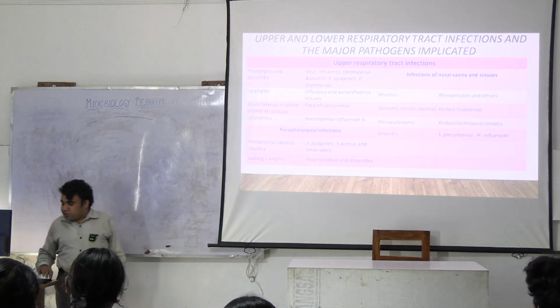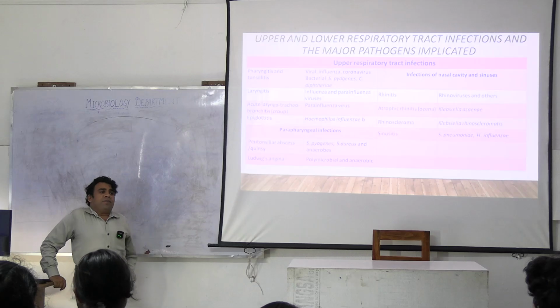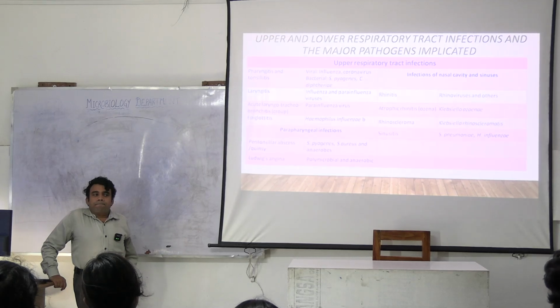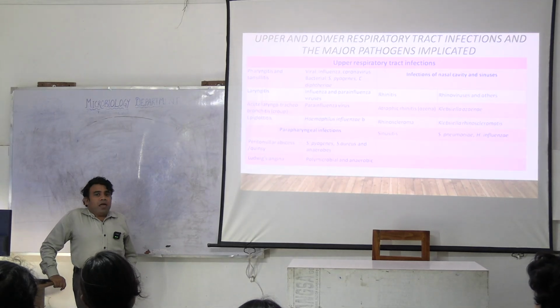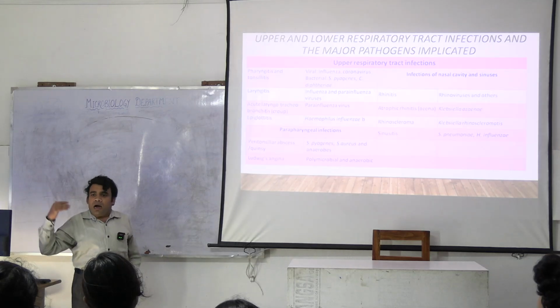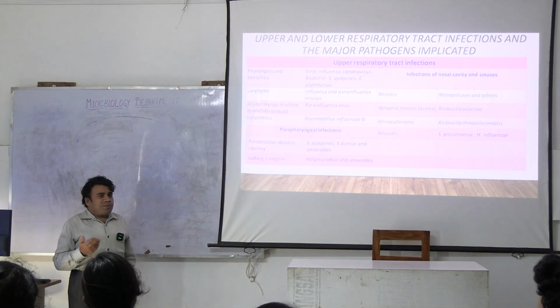Now, let us look at the various kinds of infections which actually happen in the upper respiratory tract. First things first, what are the components of the upper respiratory tract? Anything below the larynx is lower respiratory tract. Anything that is above the larynx is upper respiratory tract. So, what are the components of upper respiratory tract?